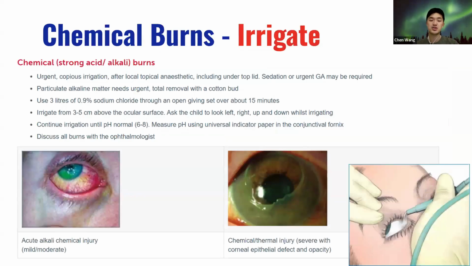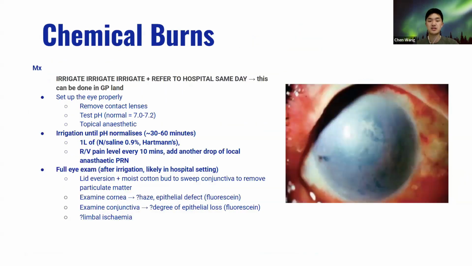For a chemical injury to the eye, the most important thing is to irrigate, irrigate, and irrigate. So keep irrigating for at least 15 minutes, and then you can continue testing the pH of the eye until it becomes normal. So the key thing is to irrigate. You can also give them some local anesthetic if they have a very high pain level from the injury itself.